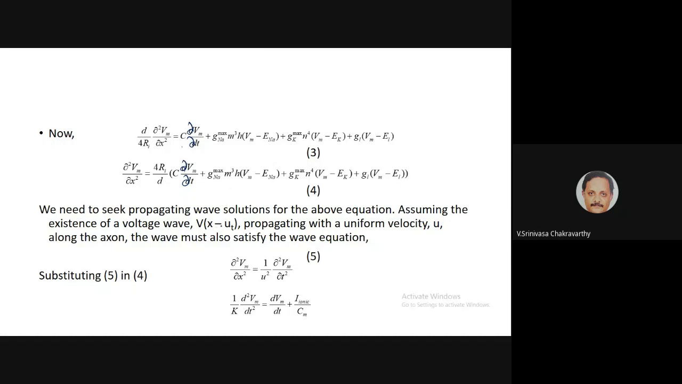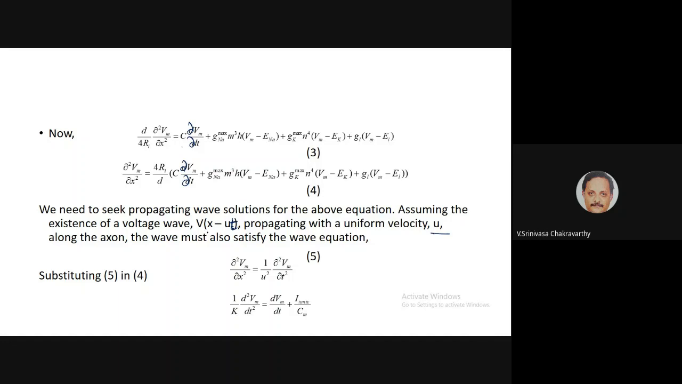So we need to look for a solution of the type V of x minus ut, where u is a velocity, a uniform velocity, and such a solution is found experimentally. If there is a propagating wave, which is found experimentally, then there must be a solution of this kind.